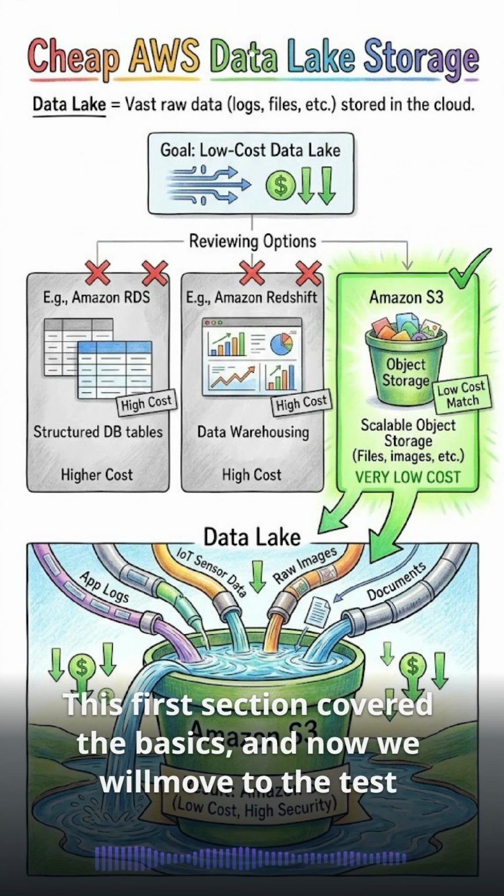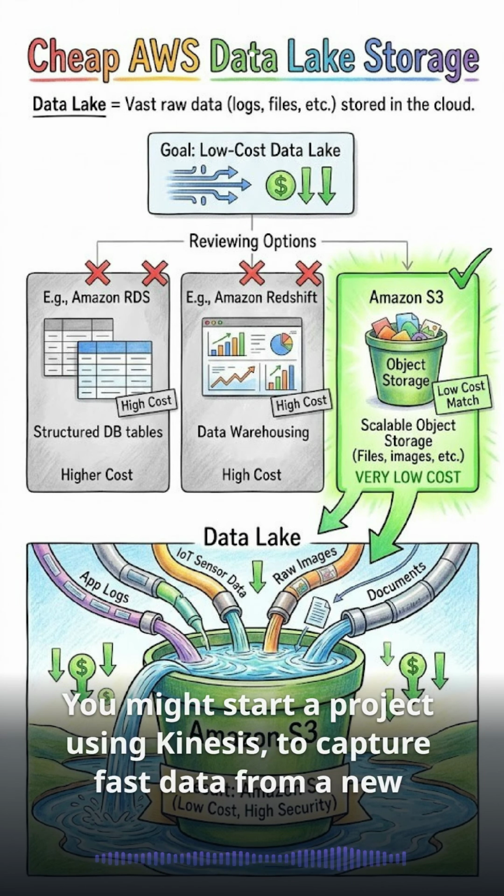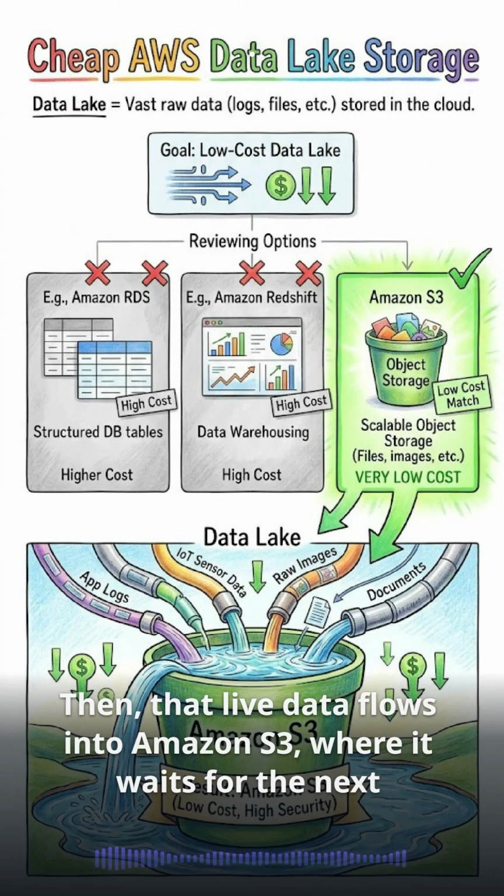This first section covered the basics, and now we will move to the test questions and answers. As you study for this exam, you will notice how AWS connects all these helpful services together. You might start a project using Kinesis to capture fast data from a new mobile application. Then, that live data flows into Amazon S3, where it waits for the next processing step.